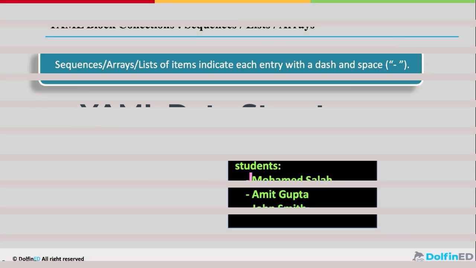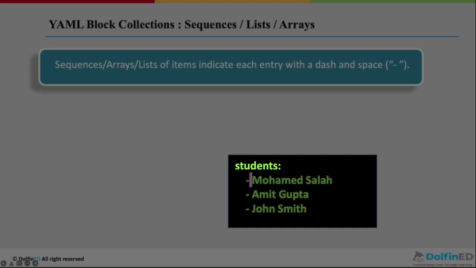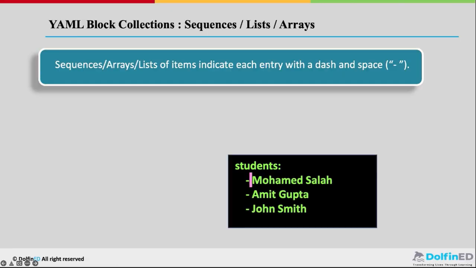If you have a key and you want to assign multiple values to the key, but you want a specific order, so the listing or the sequence is very important, then you need to use lists and not dictionaries. So the key here is students, and then we have a hyphen, and that designates an item in the list, and then a space to the right, and then the value.